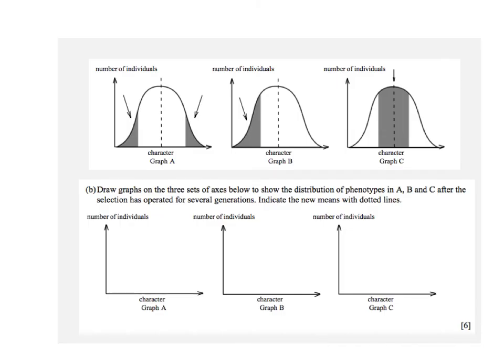Now for this next question, you need to draw the graphs on the 3 sets of axes below, you can sketch them in your notes, to show the distribution of the phenotypes of A, B and C after the selection has operated for several generations. And you need to indicate the new means with dotted lines. So there's 6 marks available here, 1 for the curves and 1 for the means. So think back, maybe scroll back to bits of the video where we did those changed graphs and have a go, and we'll go through the answers again in a second.